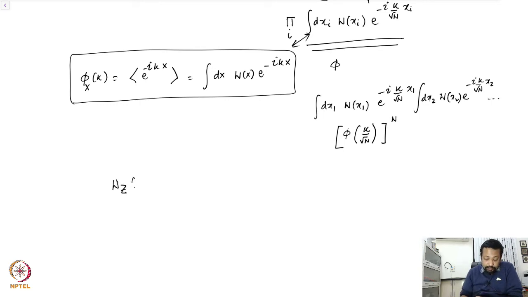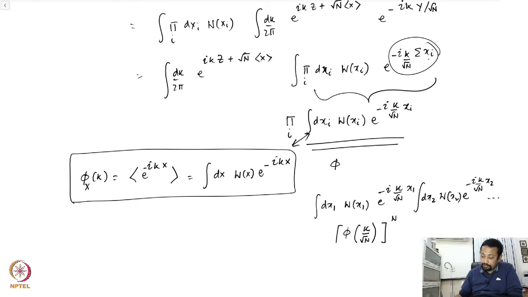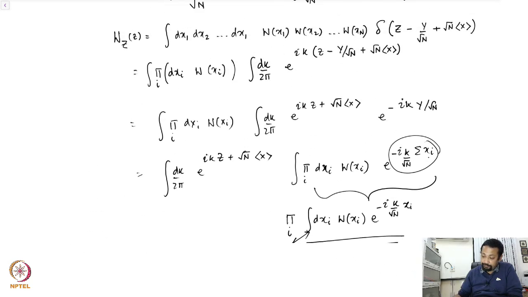So w_z(z) is essentially the integral dk over 2 pi, e to the power ikz plus square root n. There is an ik missing somewhere. There is an ik here.